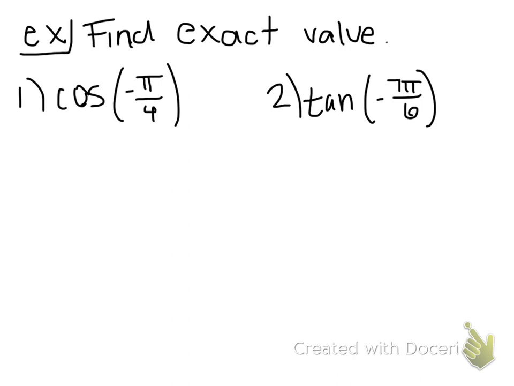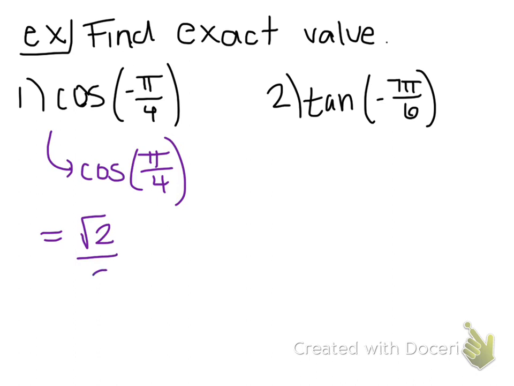So, they say find the exact value. Notice when you look at your unit circle, there is no negative pi over 4, but we can use the even and odd identities. Cosine is even, so this is the same exact thing as evaluating cosine of pi over 4. The coordinate for pi over 4 is root 2 over 2, root 2 over 2, and cosine is x over r, so the answer will be root 2 over 2.